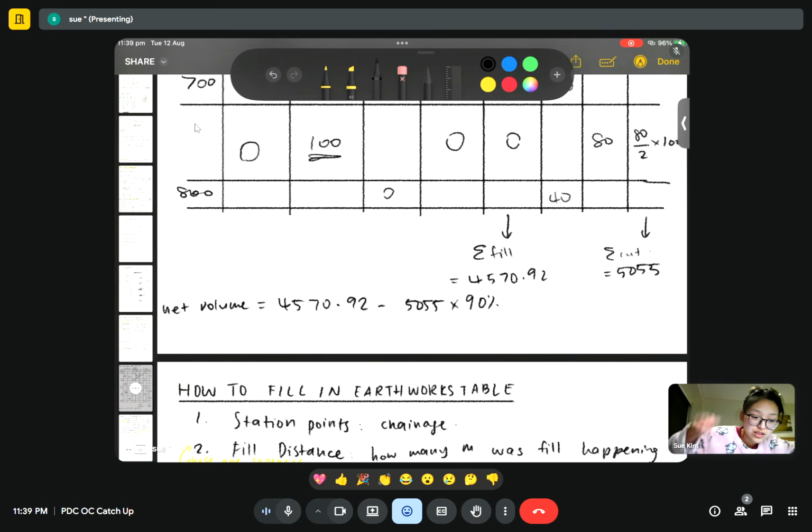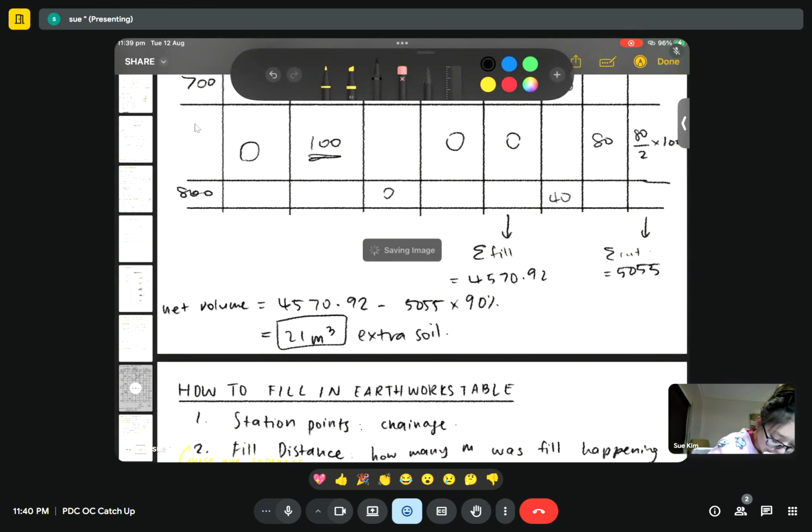It's the soil that you dug up that's reducing in volume, not the hole. So yeah, and then that should give me like 21 meters cubed. And since we subtracted the fill volume, I have 21 meters cubed of extra soil. Cool. And that should be the answer to the question.